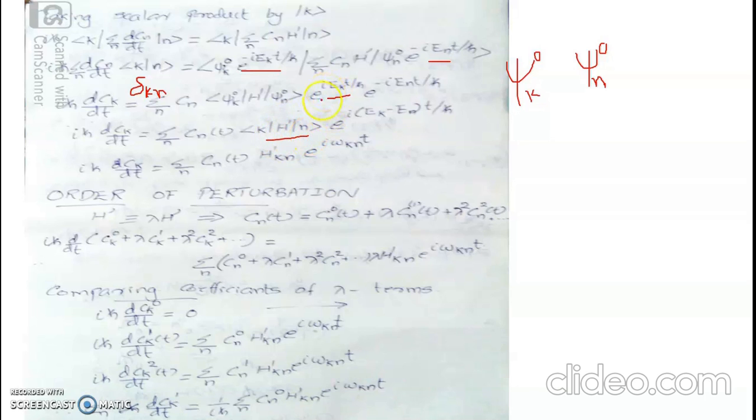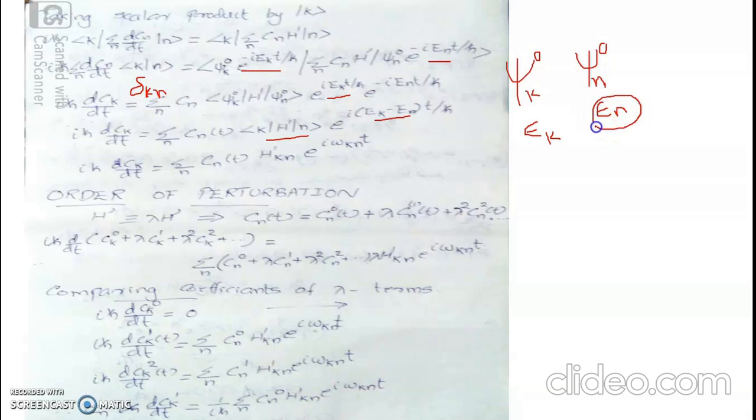Here we can combine the exponential term. e raised to i by ħ is common, so e raised to i into, here this is a positive term, Ek minus En into t divided by ħ. Now you look at this quantity Ek minus En. Ek is the energy of the kth quantum state of the unperturbed system, and En is the energy of the nth quantum state of the unperturbed system. Now I can look into this matter in a different scenario.